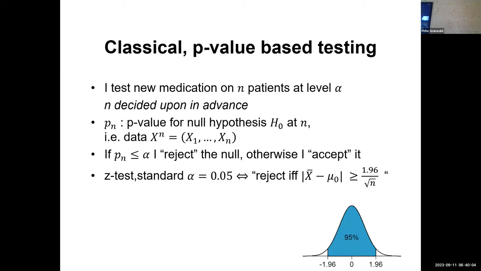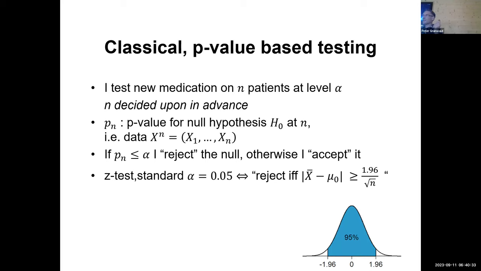The prototypical or classical way to do this is p-value based. How does it work? You say in advance, and in advance is important, that you're going to test, for example, on n patients. In our abstract view, you get n data points. And then you calculate a p-value, which is defined relative to your null hypothesis. And also beforehand, you have to set some level alpha. We usually set it to 0.05 for historical reasons.